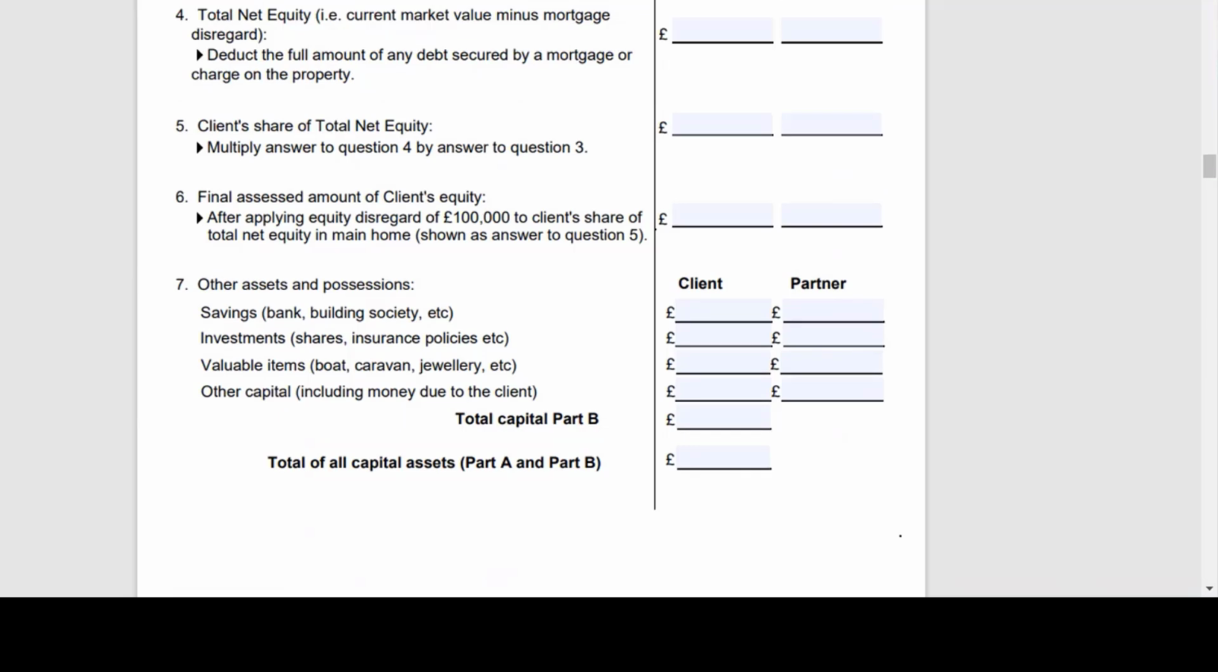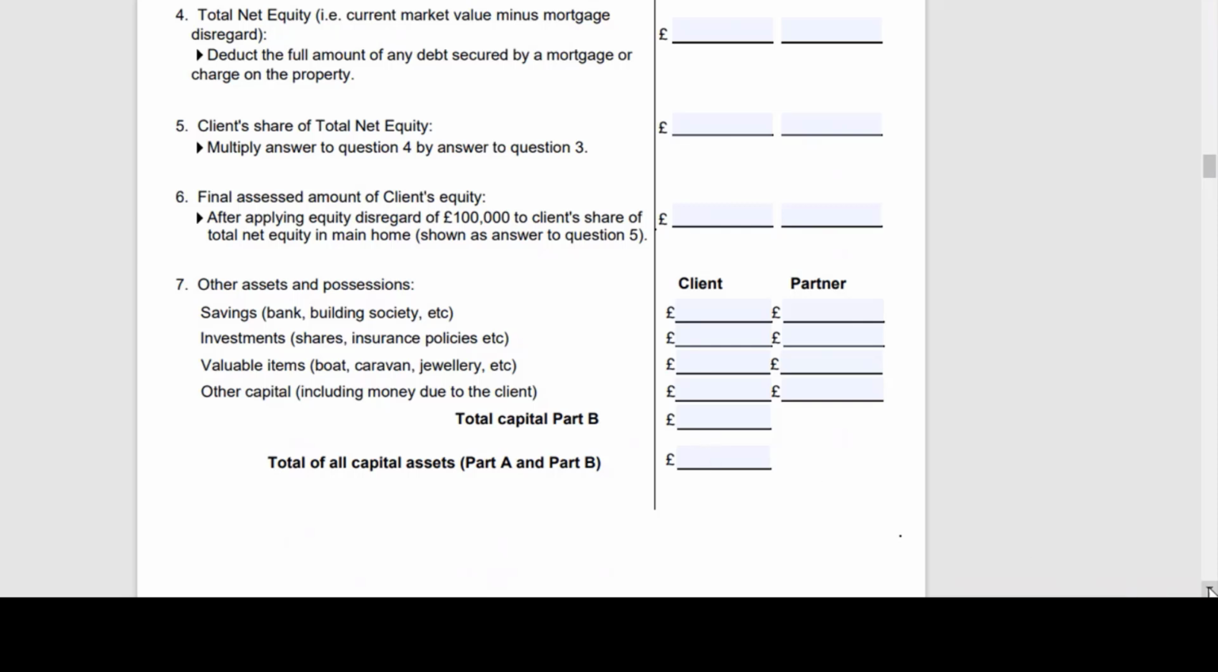Once you've got the final assessed amount of the client's equity, that's the final figure that you're looking at in terms of the client's property. You then look at the savings, investments, valuable items and other capital items for the client and partner, and you would total all of those together to get a total of all capital assets for Part B. If there was a figure for the subject matter of dispute as well, that's where you would put a total of all capital assets for Part A and Part B.